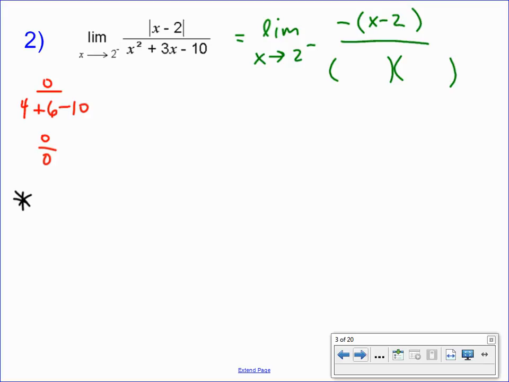This time, what do we get for our factor? Michaela? X minus 2 and x plus 5. Awesome, thank you. Raise your hand if you had the same factorization. Same factorization. Good job. Now we can go ahead and evaluate. Because we're evaluating a limit, x does not equal 2.